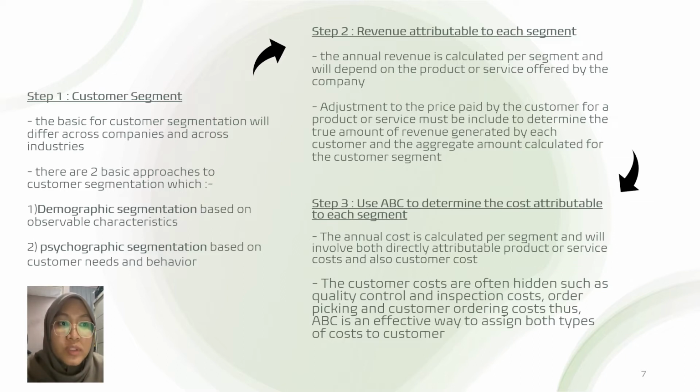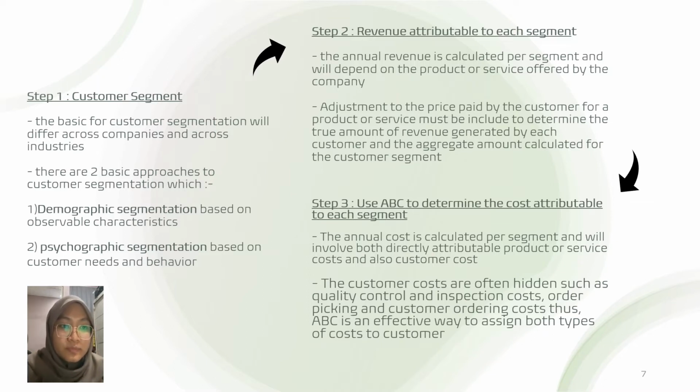Next is step 2, revenue attributable to each segment. The annual revenue is calculated per segment and will depend on the products or services offered by the company. Adjustments to the price paid by the customer for products or services, such as discounts, service fees, or product enhancement fees, must be included to determine the true amount of revenue generated by each customer and the aggregate amount calculated for the customer segment.